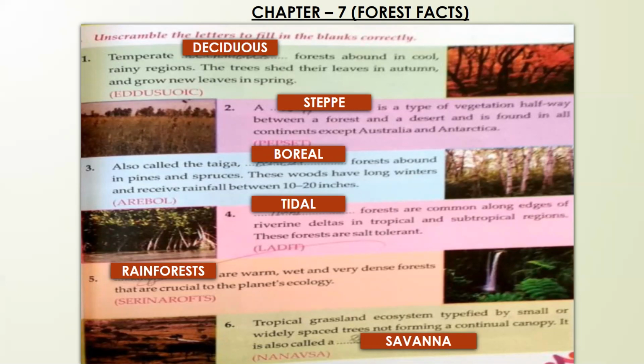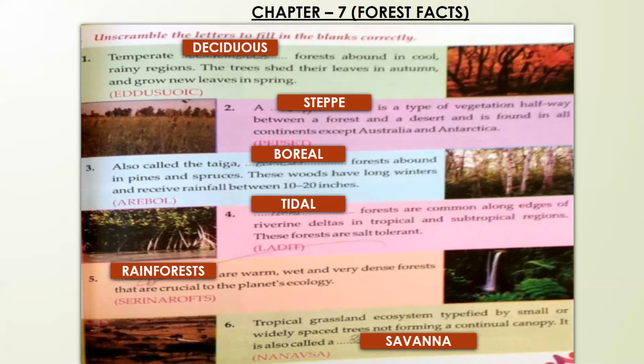Next is also called the taiga. Dash forests abound in pines and spruces. These woods have long winters and receive rainfall between 10 to 20 inches. And when you unscramble these letters, you will get boreal.